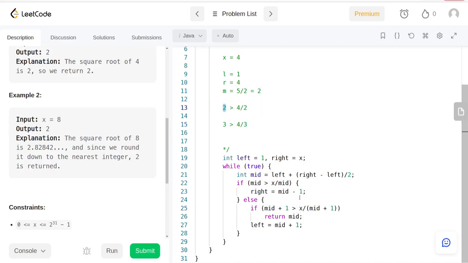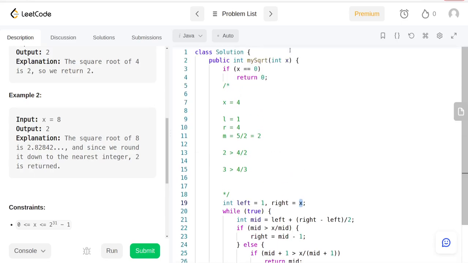In terms of complexity, we are not really using any extra space, and in terms of time complexity, it is logarithmic. So the time complexity is going to be log of x, where x is the input number.